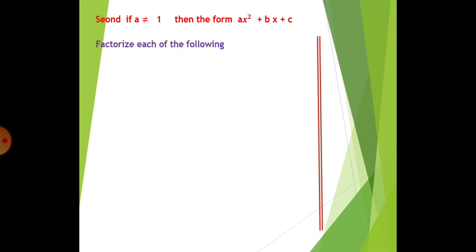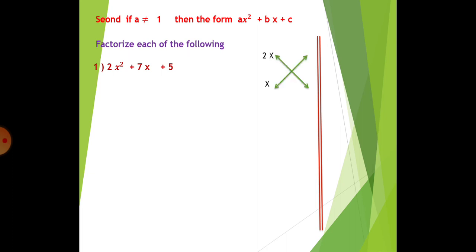Number 1, factorize each of the following: 2x power 2 plus 7x plus 5. Here the coefficient of x power 2 is 2. We can't take 2 as the common factor. So factorize by scissor. Factorize 2x power 2 and factorize 5. And we get the product of extreme and the product of means, it will be equal 7.